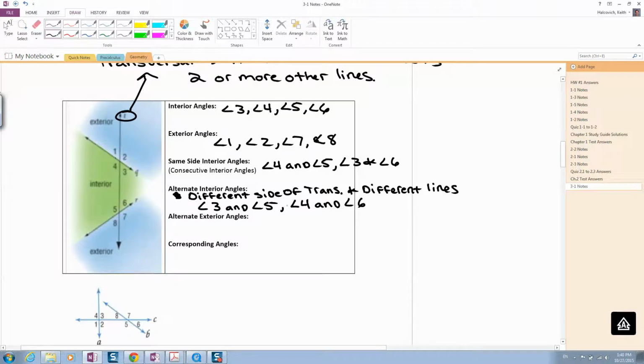Alternate exterior, same rules except now they're exterior, so like 2 and 8, and 1 and 7. Those are alternate exterior.